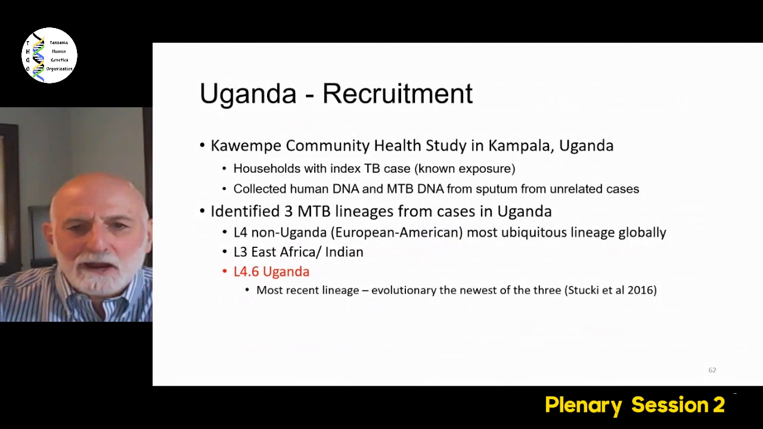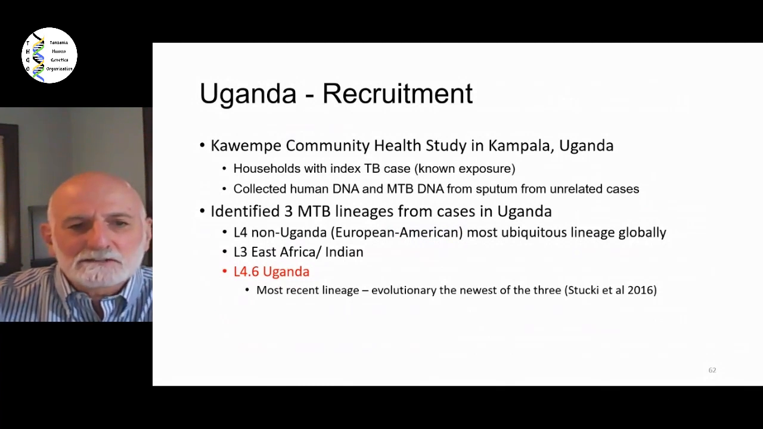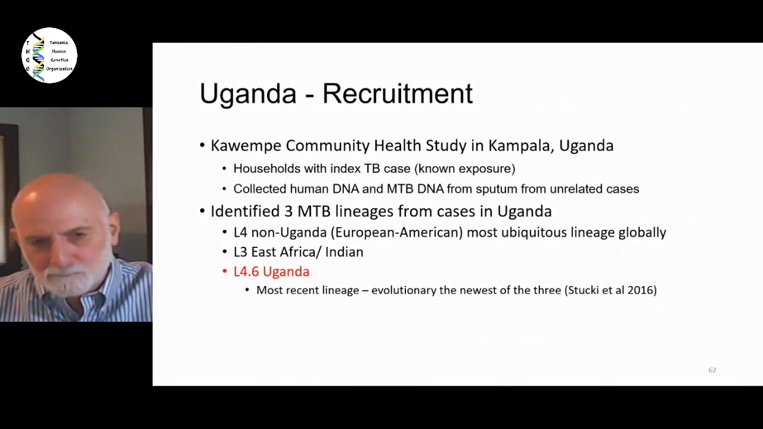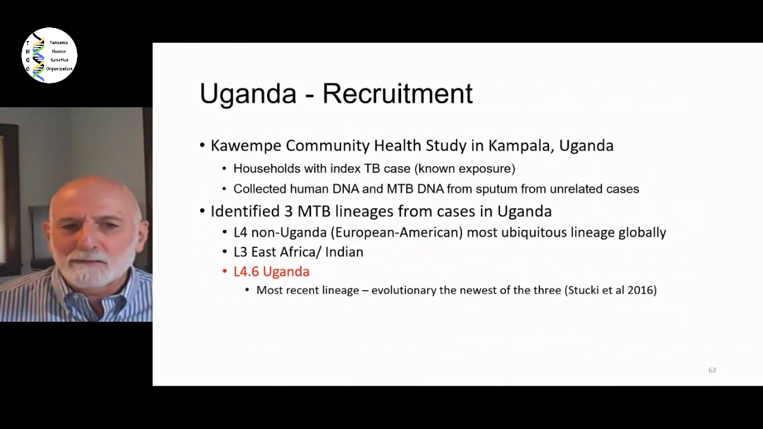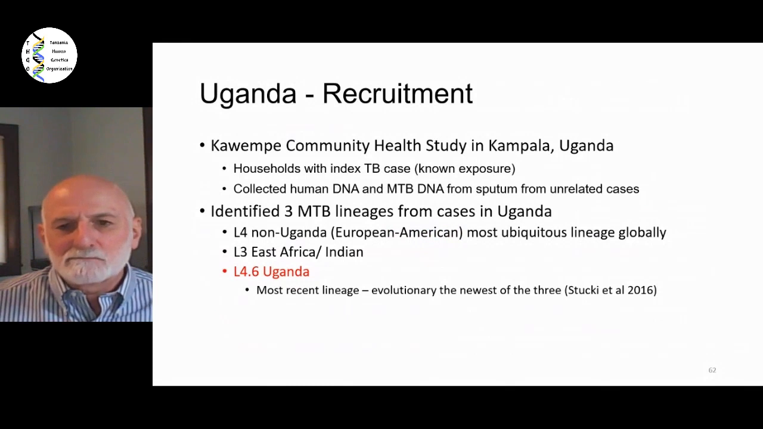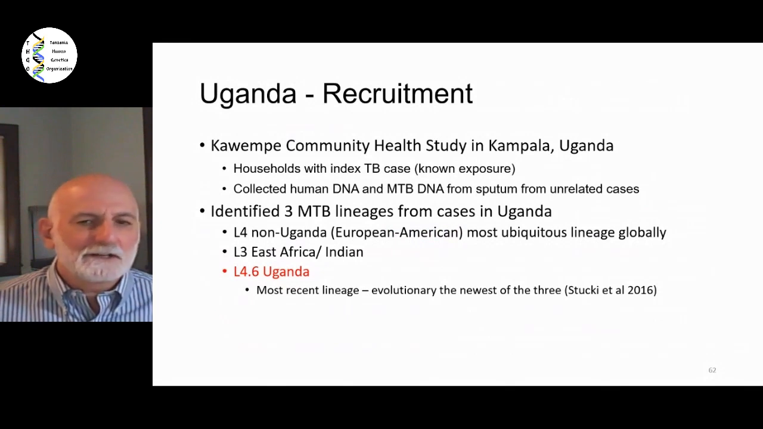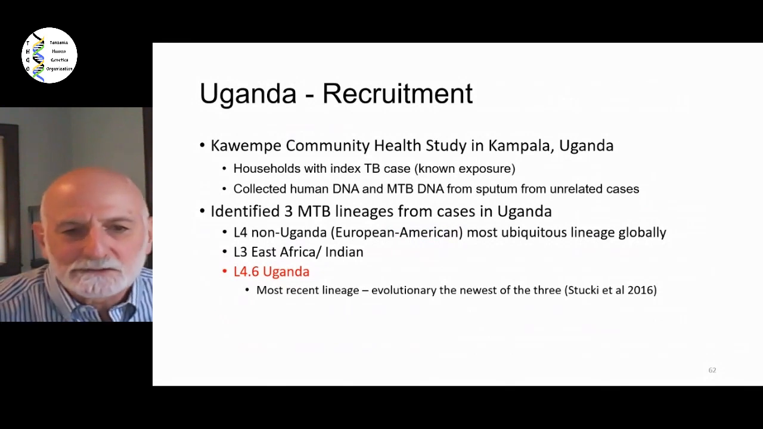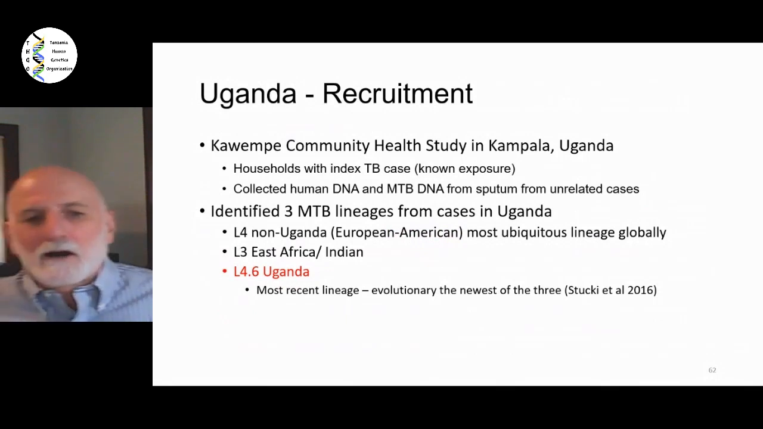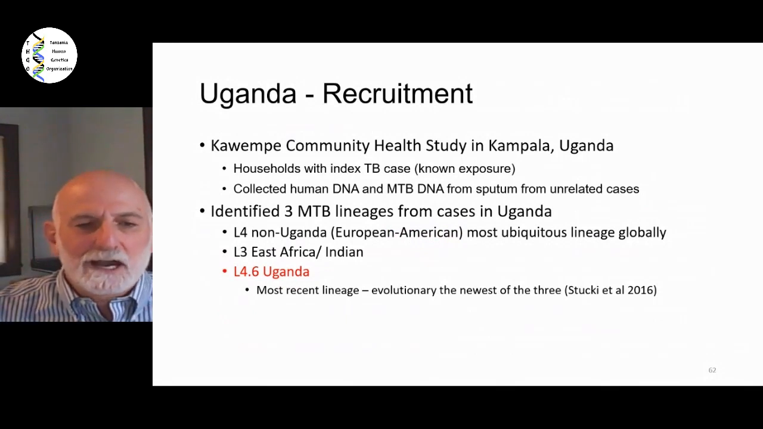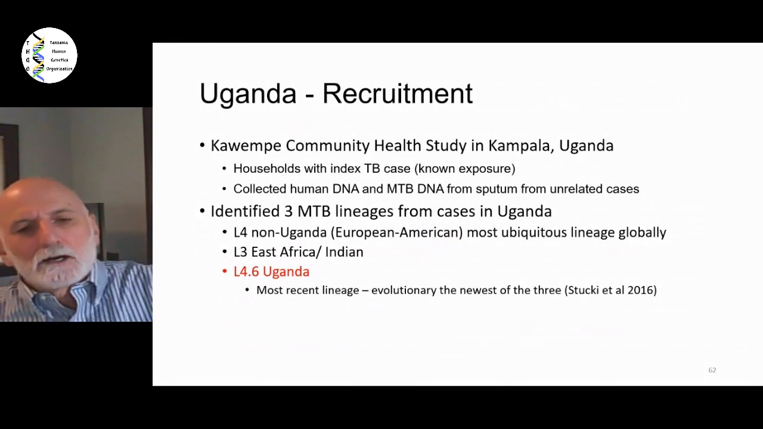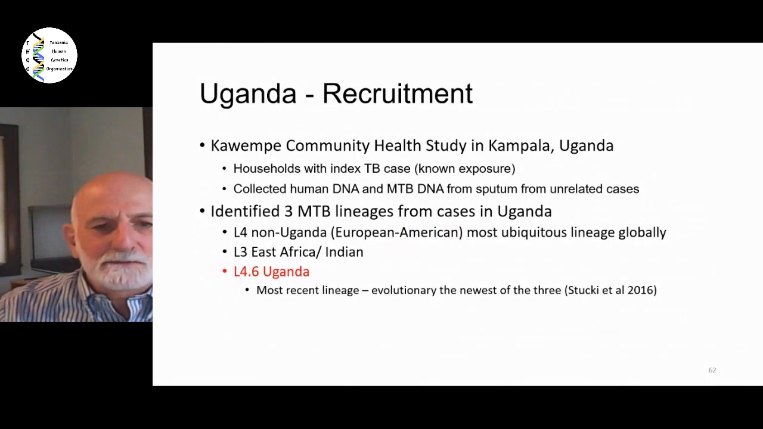We found that there were three lineages in our study. There's the L4 non-Uganda; there are 7 global umbrella strains of mycobacterium, and L4 is the most ubiquitous globally. L3 is East Africa and Indian, South Asian, and L4.6 is a substrain of the L4, which is only found in Uganda and Rwanda, and maybe a few other surrounding countries. So it's been shown to be, of these 3 lineages, the most recently diverged lineage. So these are what we found in terms of the mycobacterium.